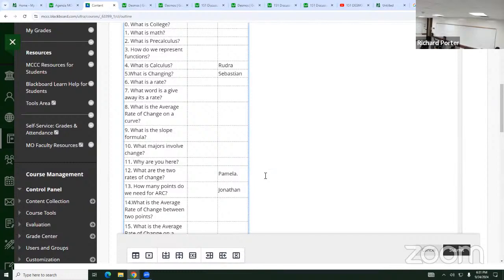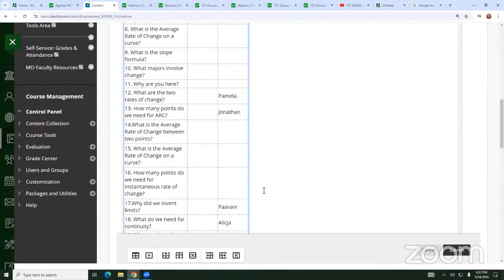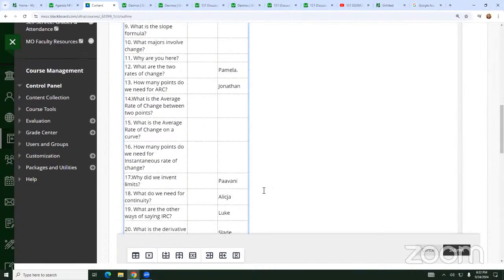Pamela, what are the two rates of change? Average and instantaneous. How many points do we need for the average rate of change, Jonathan? 2. Okay, why did we invent limits, Palani?